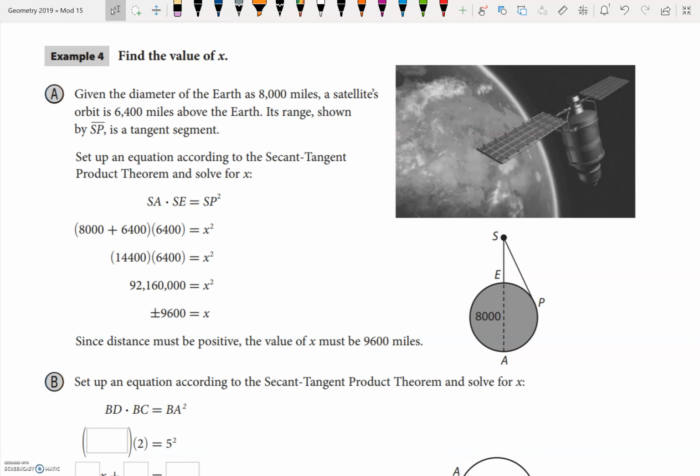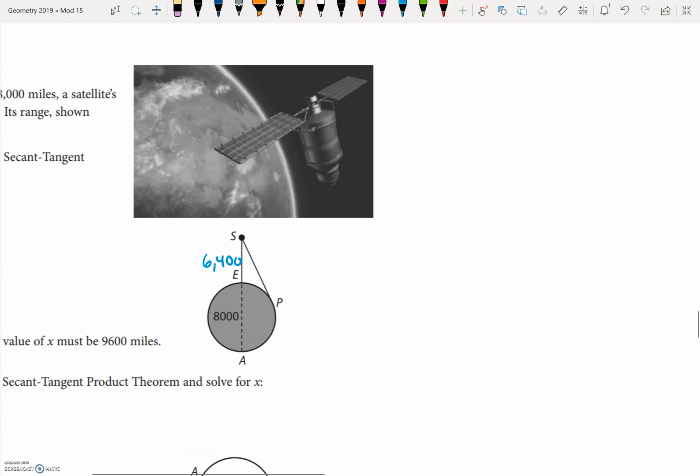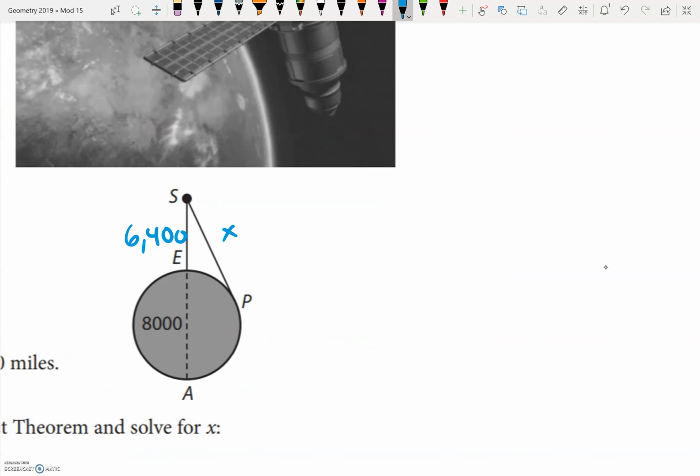It says the diameter of the Earth is 8,000 miles. This is our Earth. This is our diameter. It's 8,000 miles. A satellite is in orbit 6,400 miles above the Earth. So this is going to be 6,400 miles. Its range is shown by SP, so this is its range. We want to see how far it can reach, and we want to find out how far that is. So we're going to call this x.